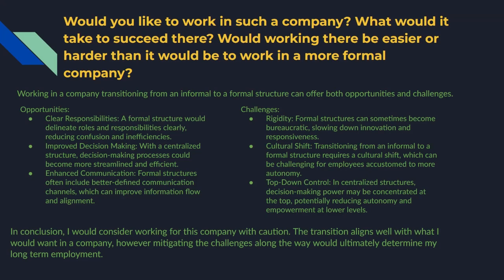As far as challenges, rigidity is up there. Formal structures can sometimes become bureaucratic, which slows down innovation and responsiveness throughout the company. Again, a cultural shift. Transitioning from an informal to a formal structure requires a cultural shift. This can be challenging for employees to become accustomed to more autonomy. Top-down control. In centralized structures, decision-making power may be concentrated at the top, potentially reducing autonomy and empowerment at lower levels.